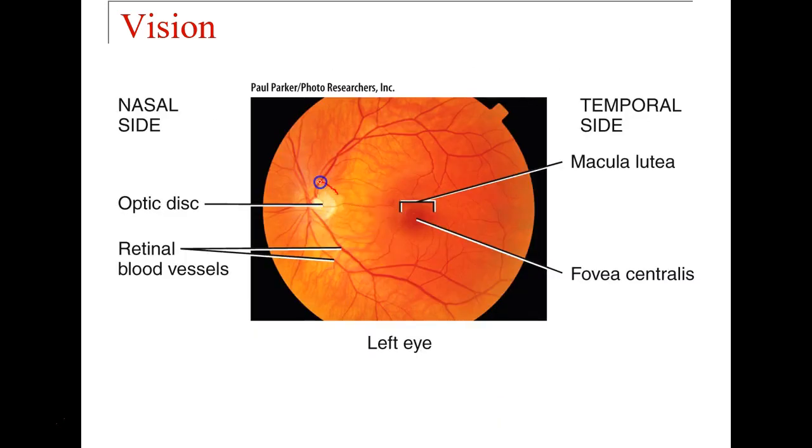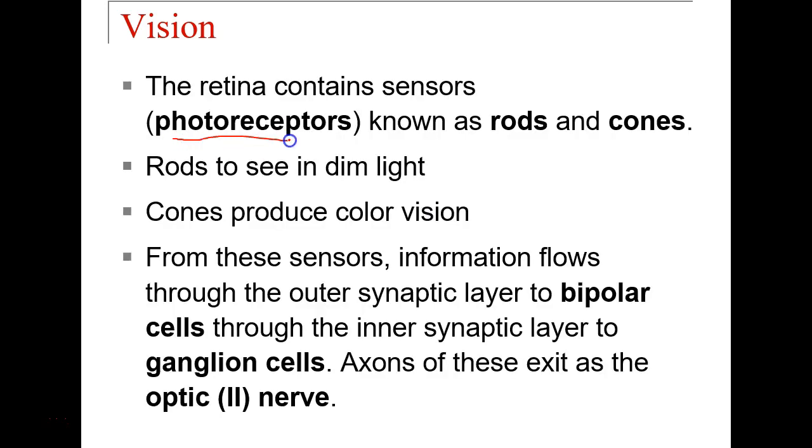Okay, seen here from an ophthalmoscope, we have the optic disc, the beginning of the optic nerve, the macula lutea, and then the fovea centralis. Again, in the retina we have photoreceptors known as rods and cones. Rods detect in dim light. Cones produce color vision. So cone starts with a C and color starts with a C. That tends to help out.